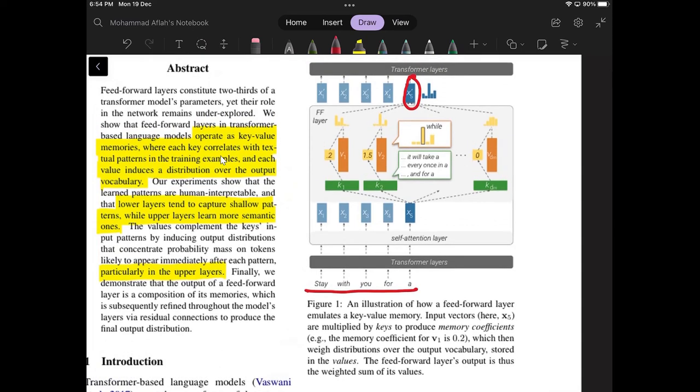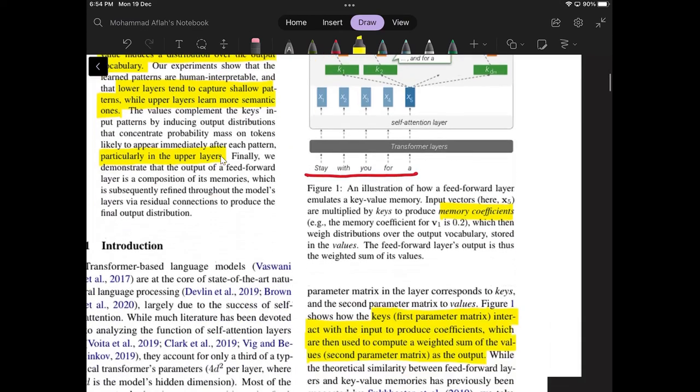The input vector here, x5, is multiplied by keys to produce memory coefficients. So the memory coefficient is how much weightage you put on that particular memory, which is, like, 0.2 for value 1, which then weighs distributions over the stored output vocabulary. The feed-forward layer's output is thus the weighted sum of its values. Right.